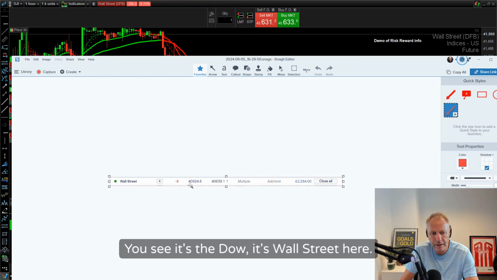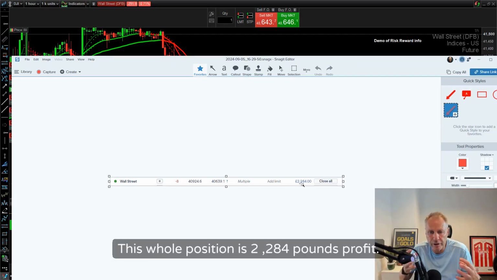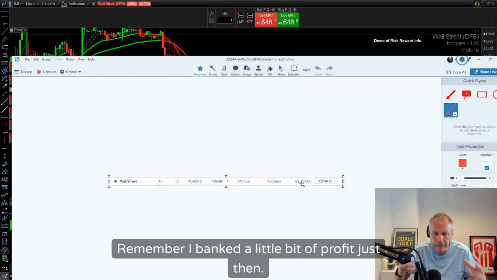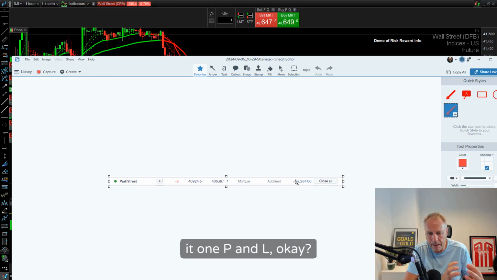You see it's the Dow, it's Wall Street here. Just taken those two positions off, so dropped it down to £8 a point. Started scaling at 49.24. It's trading now at 46.39. This whole position is £2,284 profit. Remember, I banked a little bit of profit just then. So this is how the broker will literally just bring all those positions together and make it one P&L.